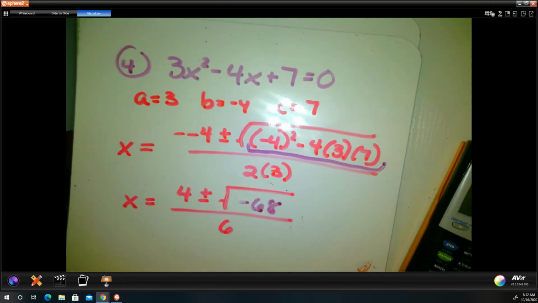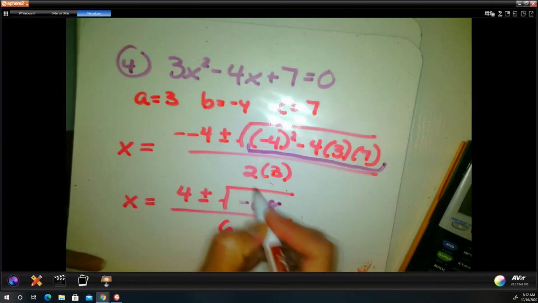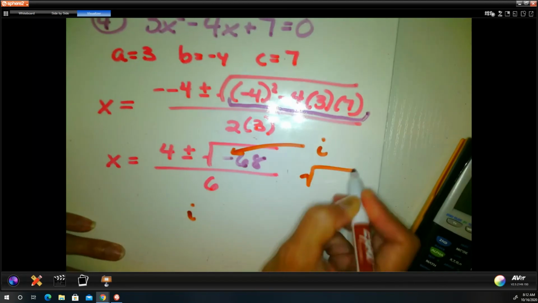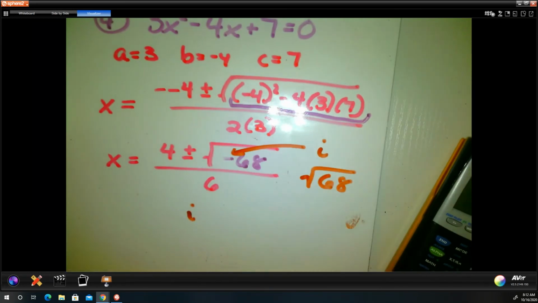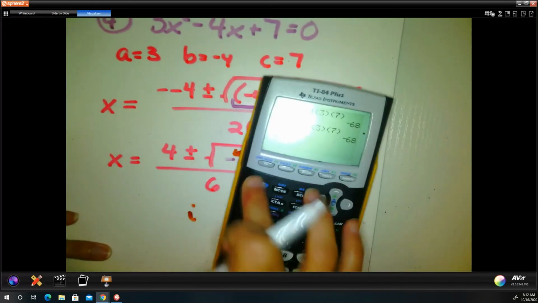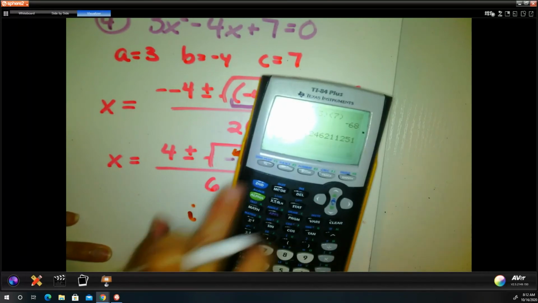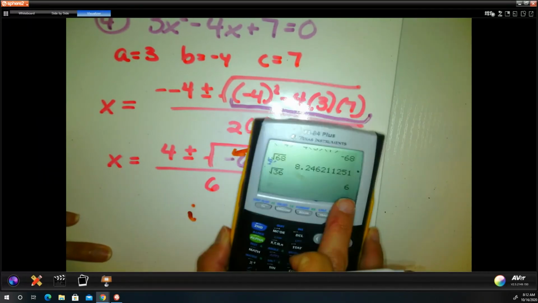So that negative right away tells me there's going to be an i. And then I want to break down 68. 68 is not a perfect square, right? And I can check by saying the square root of 68, which would be very different than the last one, which was the square root of 36. That gave me evenly 6.